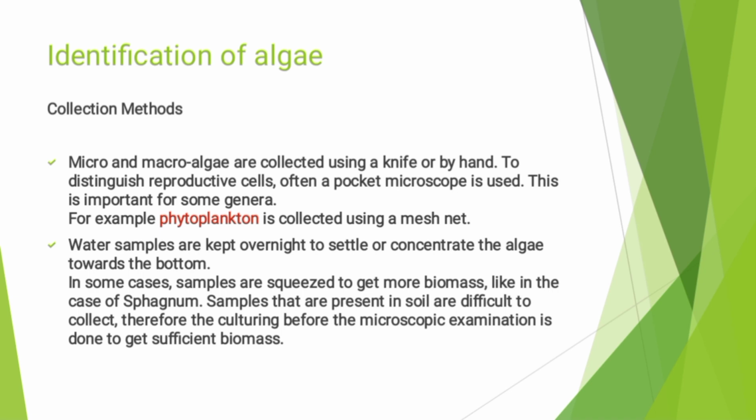Next, identification of algae. Collection method. Let's see how to collect algae. Micro and macro algae are collected using a knife or by hand. To see these different reproductive cells, often a pocket microscope is used. This is important for some genera.